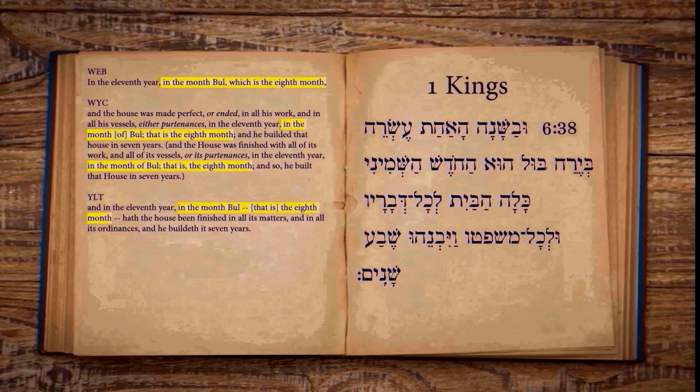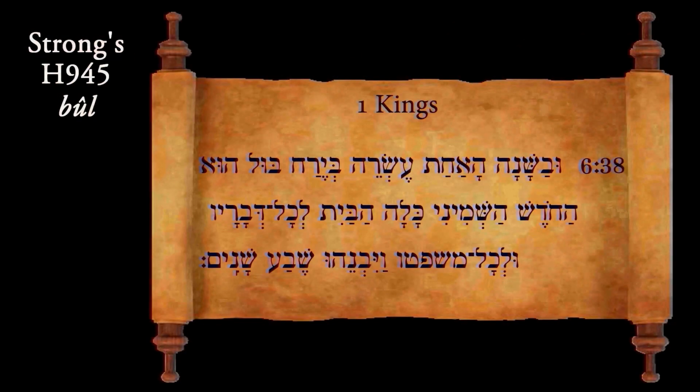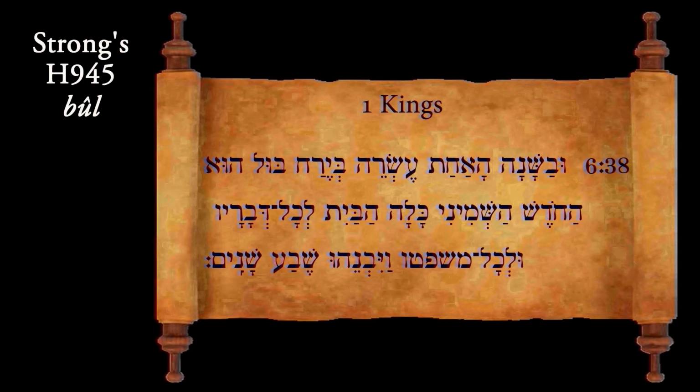Well, we think so. So here we will see the Hebrew text, and it reads right to left. In the 11th year, in moon Yarach bool, the Chodesh, the 8th, he completed the house to all its words and to all its judgments, and he was building it 7 years.